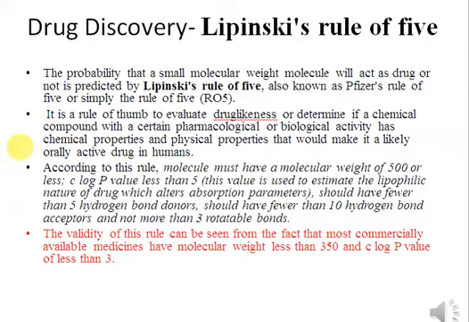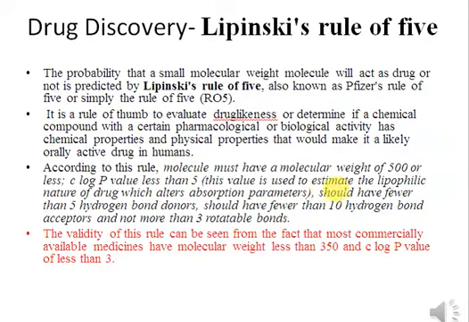Second factor is that the C log P value should be less than 5. So what is the C log P value? C log P value is a value that is used to estimate the lipophilic nature of a drug. This lipophilic nature of a drug alters the absorption pattern. We'll discuss it later, just first go through the rule. So this C log P value should be less than 5.